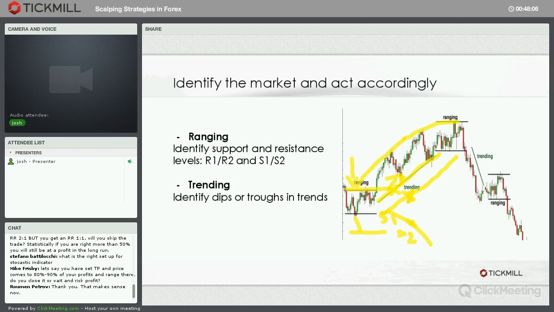So a question from Mike Frisbee. Let's say you have a TP and the price comes to 80 to 90% of your profits in range there. Do you close it or wait and risk profit? Mike, you close it. If it's at 80 to 90% of your take profit, you close it. Worst case, you can move up your stop loss to a certain level so that no matter what, you have profit on this trade, but maybe just not as much. But if you're at 90% of your take profit target, you probably want to lock in the gains, right?